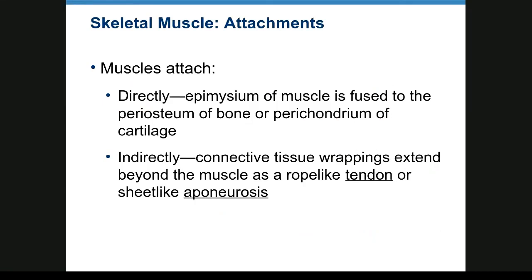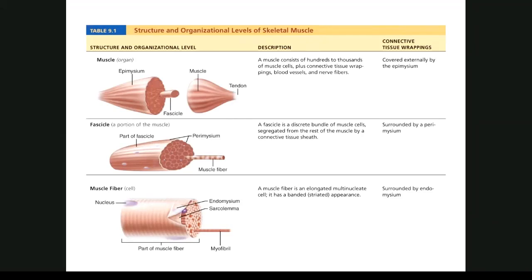Muscles can attach directly, as in the epimysium of the muscle is fused to the periosteum of the bone or perichondrium of the cartilage, or indirectly by rope-like tendons, or in the case of, for example, your abdominal muscles, a sheet-like structure called an aponeurosis. This is showing the different layers from the outside: epimysium, little fascicle here, wrapped by the perimysium, the muscle fiber surrounded by the endomysium, and then as they pull out the layers of that, you have your sarcolemma around that, which is a cell membrane, and then bundles and bundles of these long myofibrils.